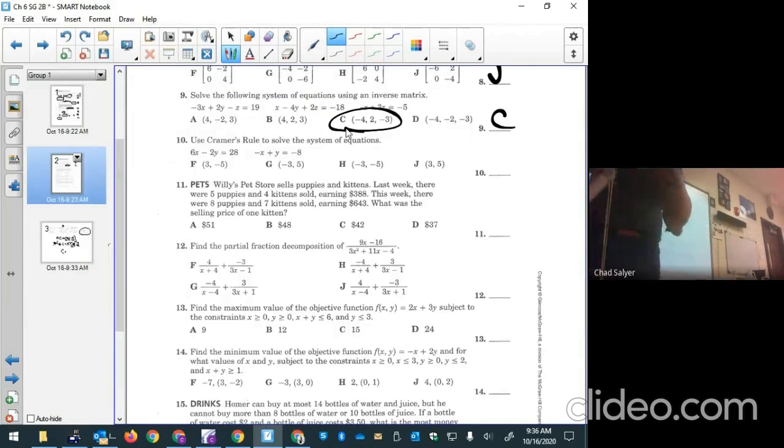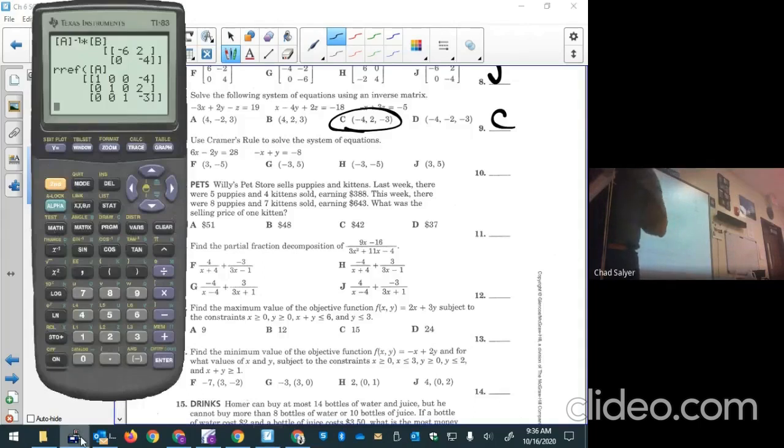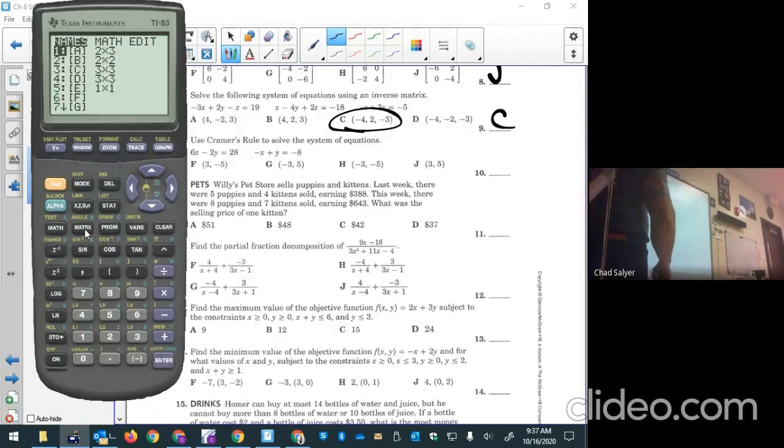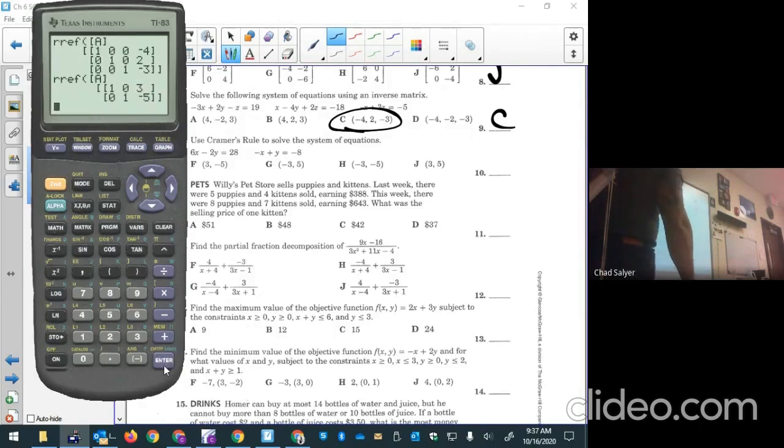All right, use Cramer's rule to solve the system of equations. Once again, you can, but I'm going to use RREF just to save time. So let's edit A again. This time it needs to be a 2 by 3. And it should be 6, -2, 28. And it should be -1, 1, -8. And then RREF, 8, 3, and -5. F as in Foxtrot.